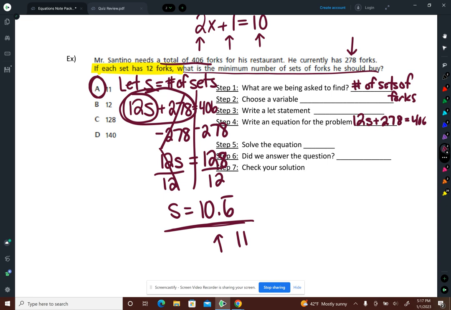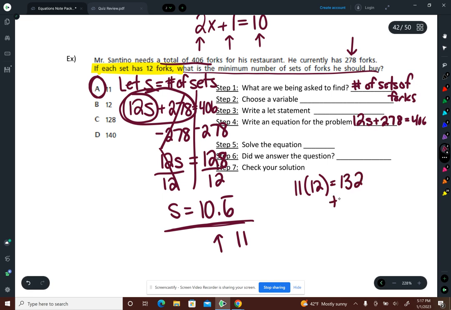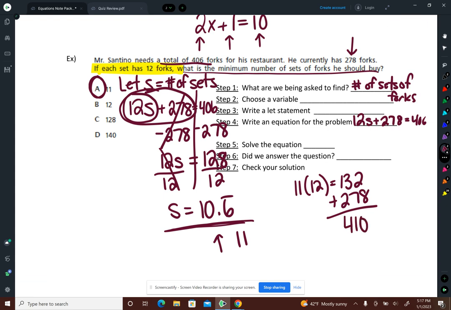Well, we can kind of test it out. All right, if he buys 11 sets and each set has 12 forks, then 11 times 12, if you do that on your calculator, is 132. Plus he already has 278. So if I add that on, that's going to give me 410. He needed 406, so we're good. We have enough.